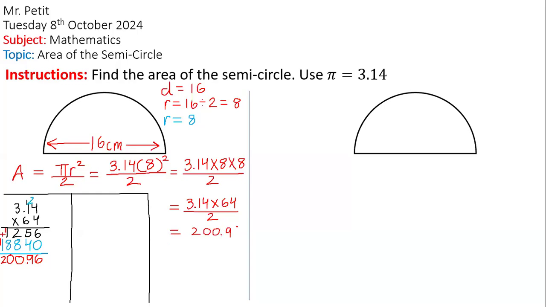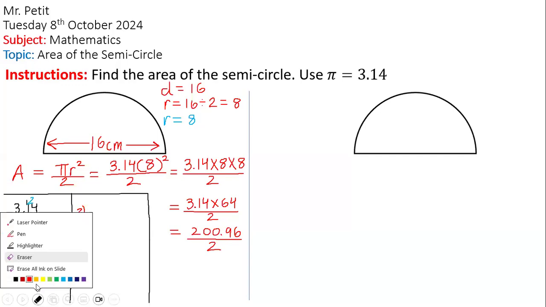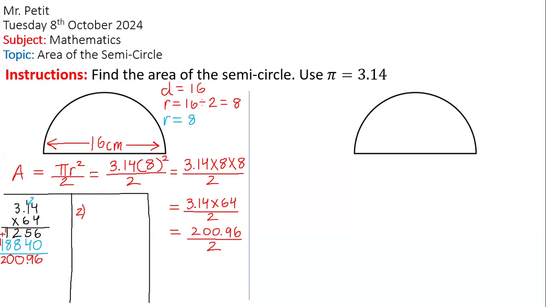Centimeters squared. We ain't finished yet. We get centimeters squared divided by 2. All right, so now we have to divide by 2. Do we know how to divide by 2? Let's say 2 into 200.96. What did you get? I get 100.48. That's the same thing I got. 100.48 centimeters squared.